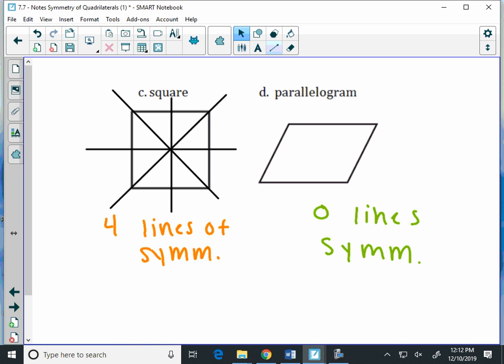So a rectangle has 2 lines of symmetry, vertical and horizontal. A rhombus has 2 lines, its diagonals. A square has 4: the diagonals and across. And a parallelogram has 0.